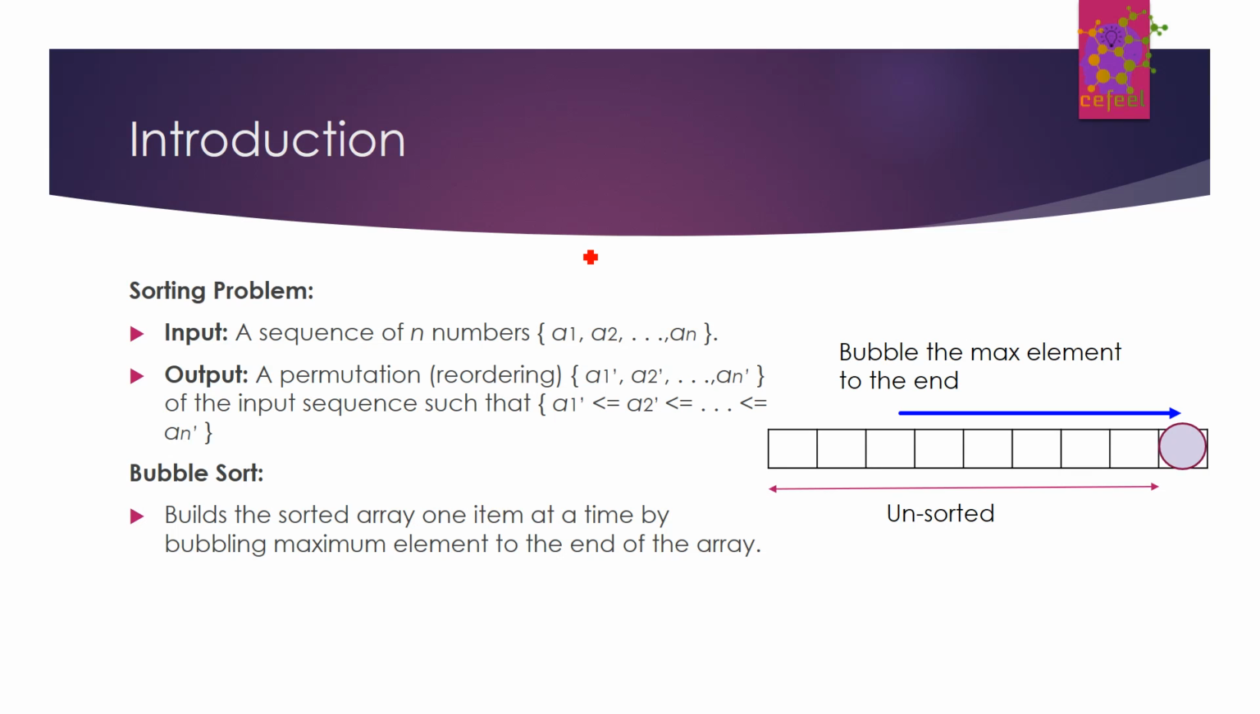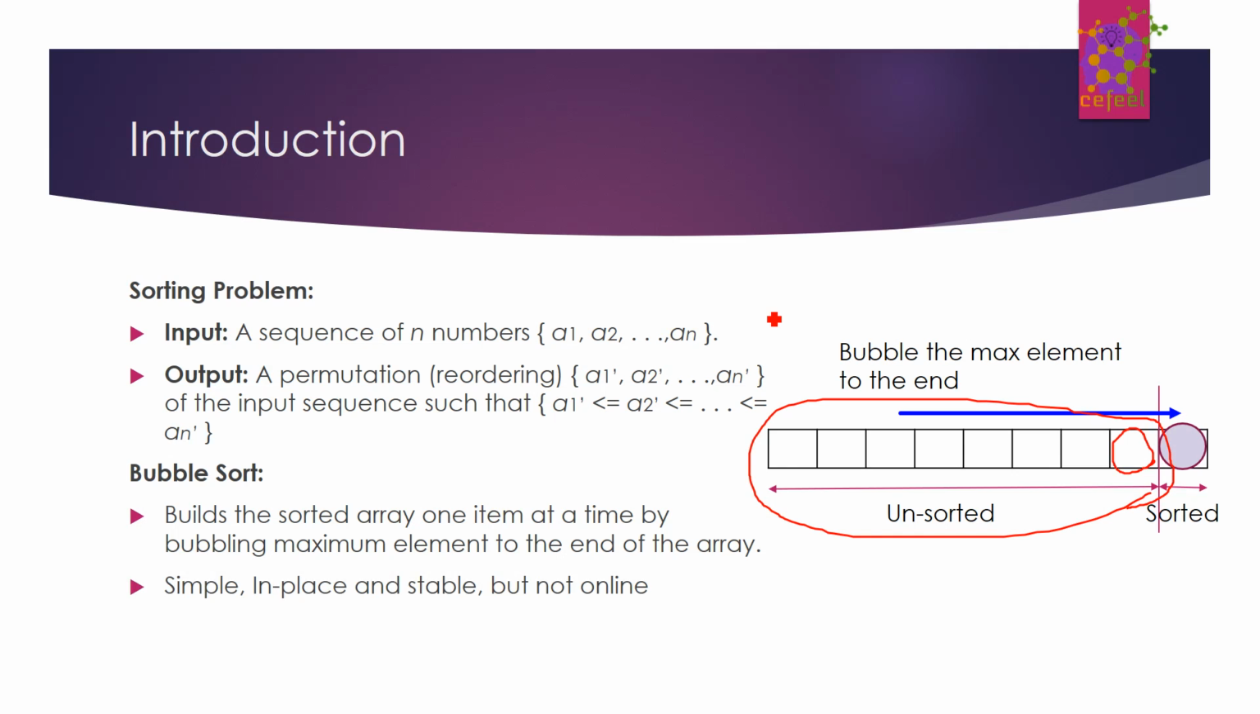Once we do that, one item is sorted and the rest of the array remains unsorted, and we repeat the same process over again. We again bubble the next maximum element, which will stay here, and slowly we reduce the size of the array. So this is the basic strategy of bubble sort.